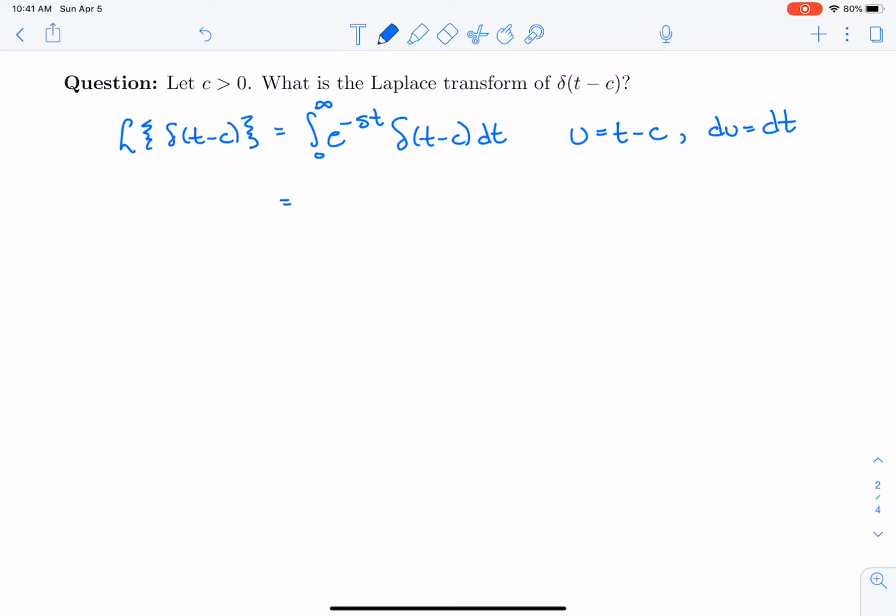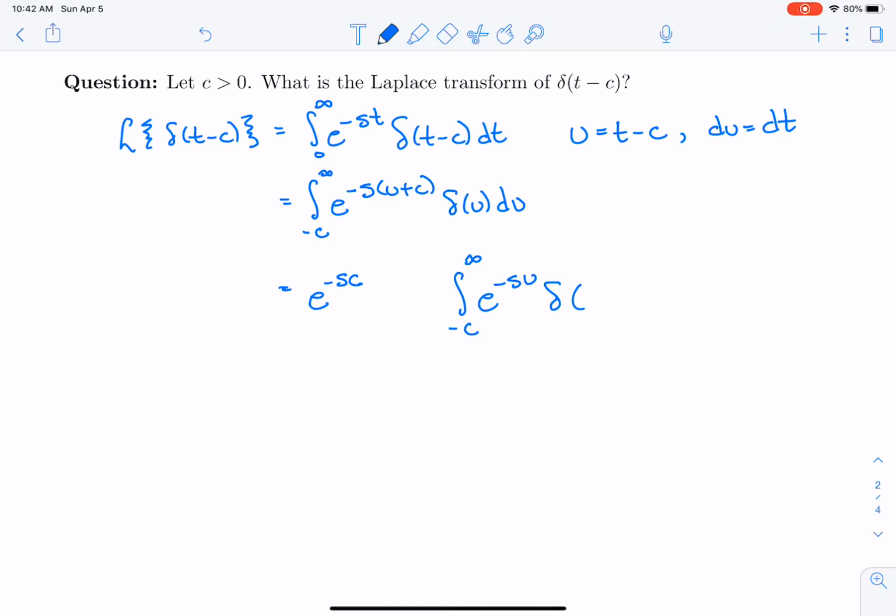If I do that, then the integral starts at negative c, because when I plug in t equals 0, u is negative c. It still goes to infinity. And then I get e to the minus s times u plus c, since t becomes u plus c, and then delta of u du. Now I'm going to pull an e to the minus sc out of my integral, and I'm going to be left with the integral from minus c to infinity of e to the minus su delta of u du. But here, I'm going to replace delta of u with its definition, the limit as k goes to 0 of delta sub k of u du.